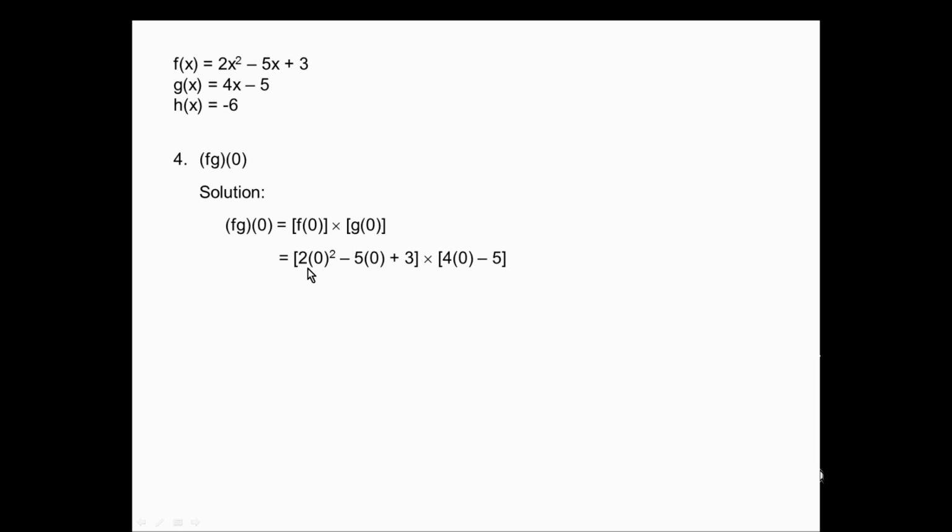This one is f of 0, this one is g of 0. This works out to be 3 times negative 5, right? This is just 3, this is just negative 5. I get negative 15 as my final answer.